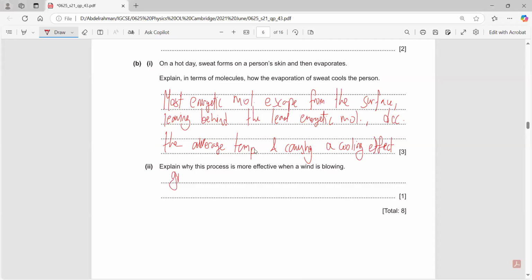It causes a greater rate of evaporation by carrying more molecules from the surface. That's it. Okay.